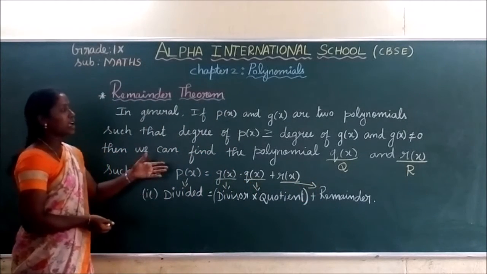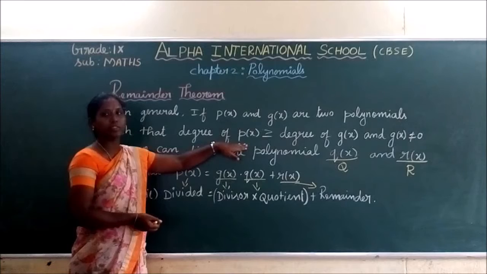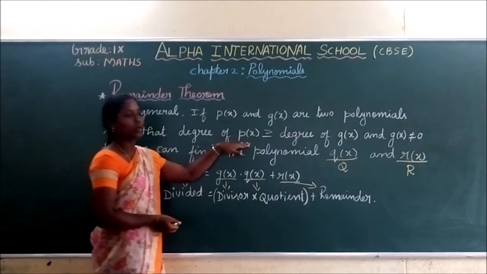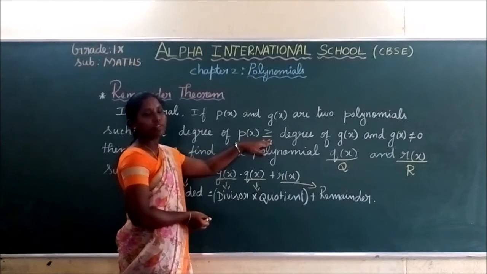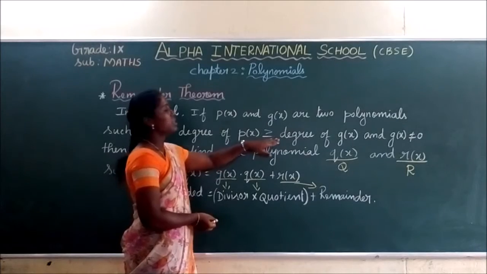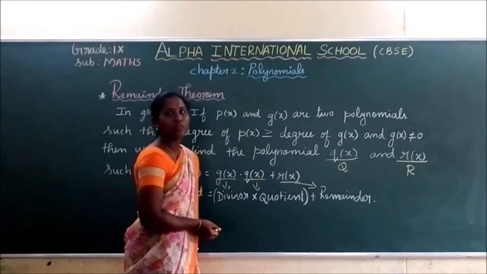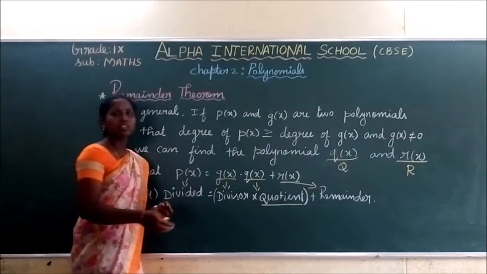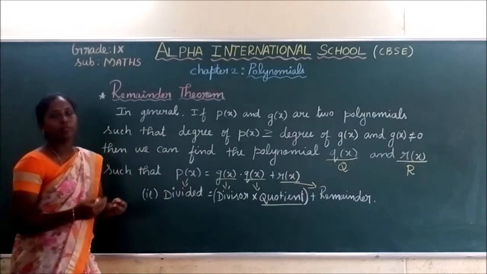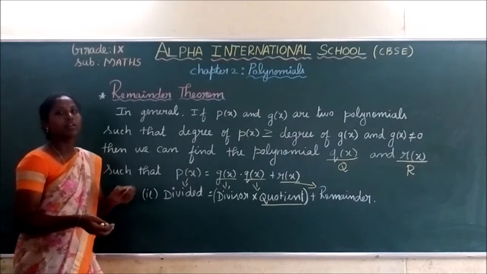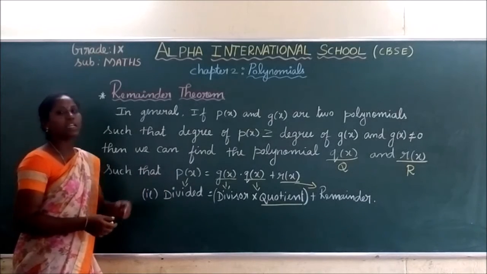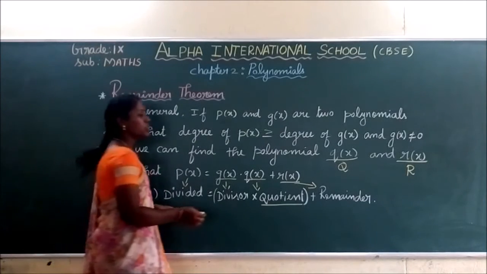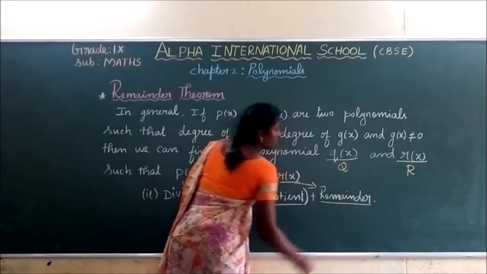Only this condition has been given: the degree of p of x, that is the dividend, should be greater than or equal to the degree of the divisor g of x. And what about the quotient? The quotient is based on the given problem. When you are dividing a polynomial by a polynomial, based on the content of the problem, we will be adding the quotient. And what about the remainder r of x?